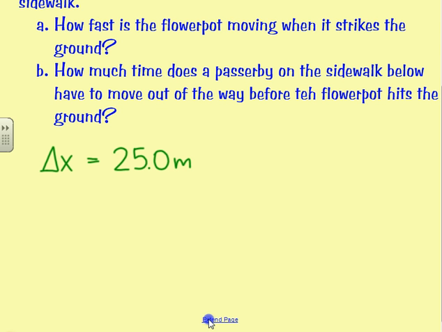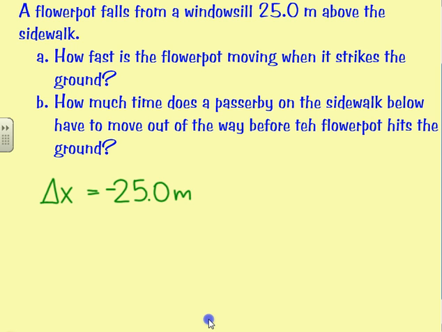When we're given a number like displacement, which we know is a vector, we need to ask ourselves about its direction. This problem says that the flower pot is falling. That means it's going downward. Therefore, this displacement is negative. It says that it falls from a windowsill. Well, usually when something falls, it starts at rest. And so the initial velocity is 0.